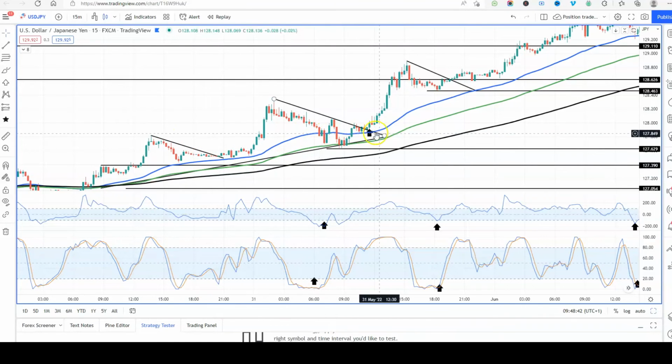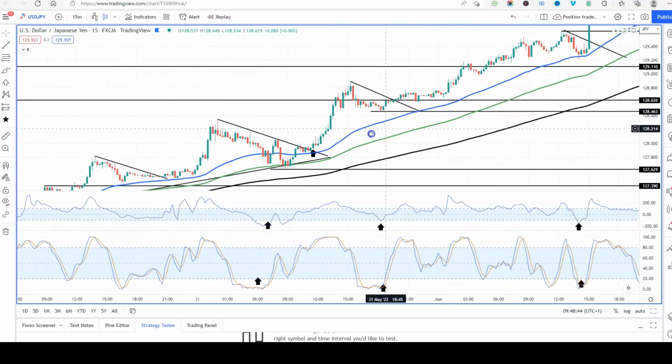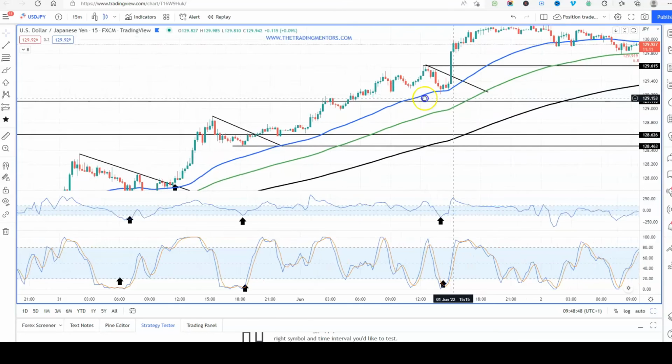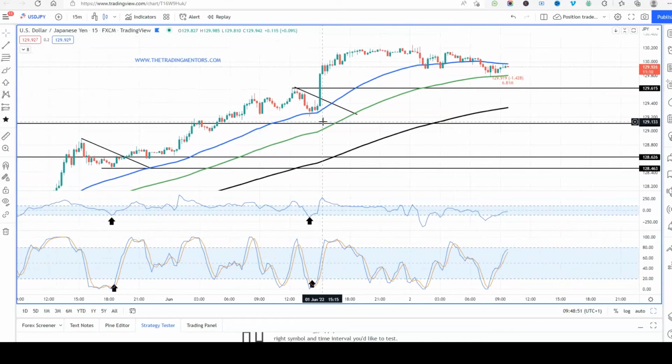Guaranteed to make money there. Here, guaranteed to make a lot of money here. Because eventually what's going to happen is the price is going to run out of steam. And you're only looking for 2 trades anyway. So that's the swing trade, the carry trade. Let's go on to day trading.